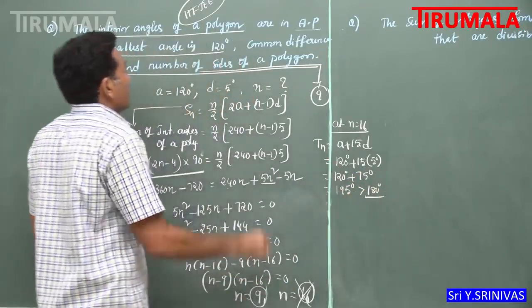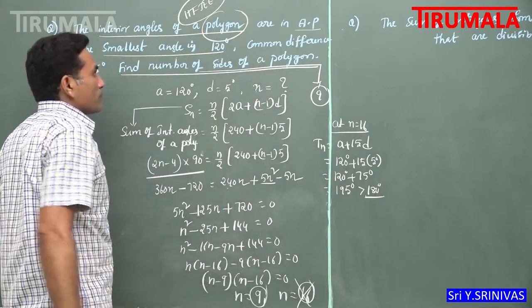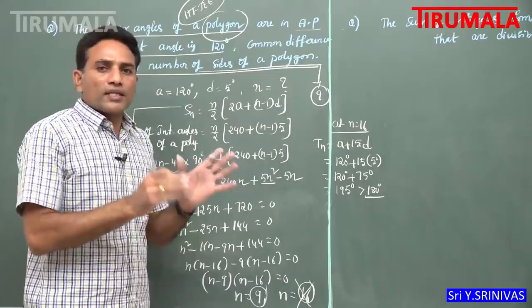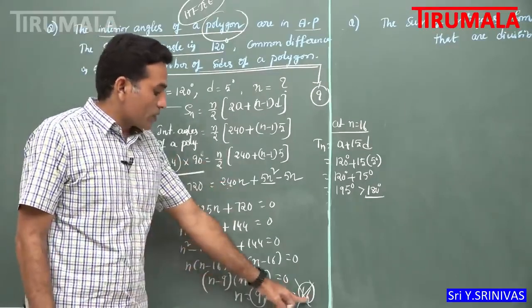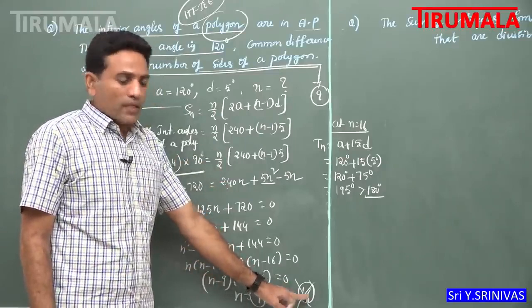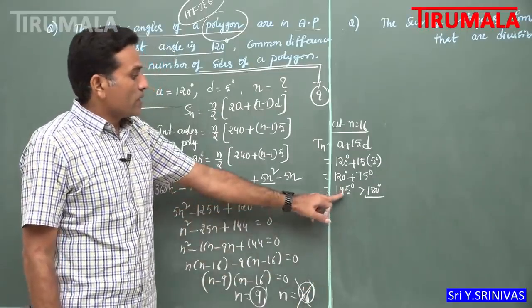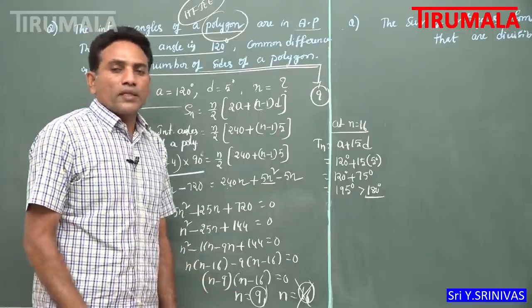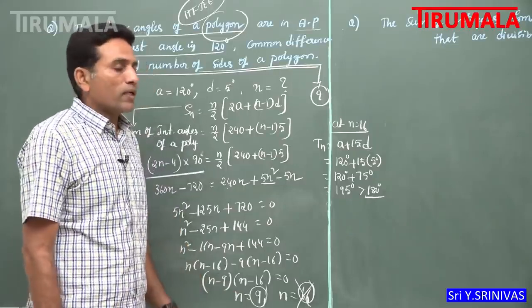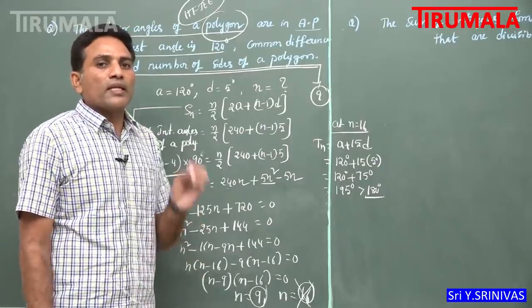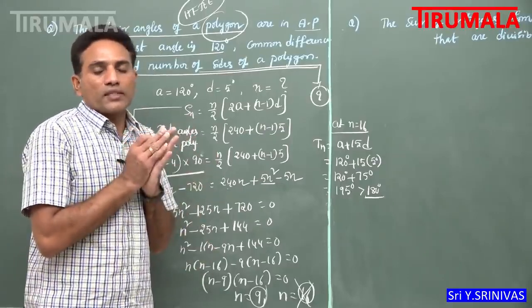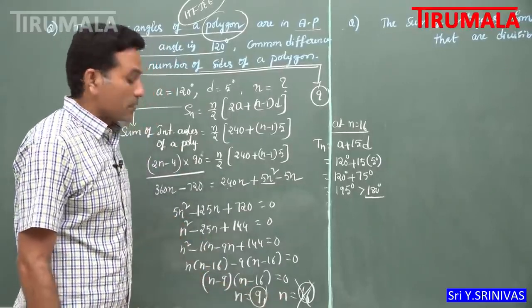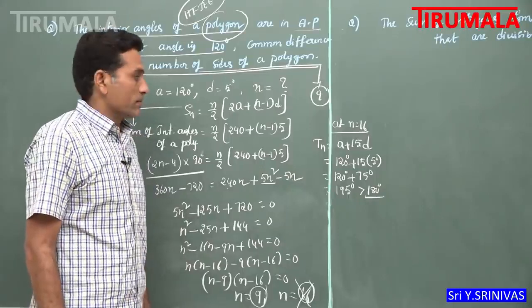But polygon means we use a convex polygon. Each and every angle must be less than 180. At n equal to 16, the most useful observation is that the largest angle is more than 180, so it is not a convex polygon. Polygon means convex polygon, each and every angle must be less than 180 degrees. So the suitable value of n is 9, which is the correct answer. Okay, students?